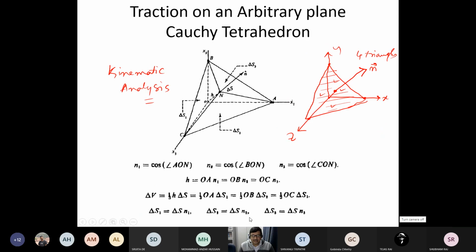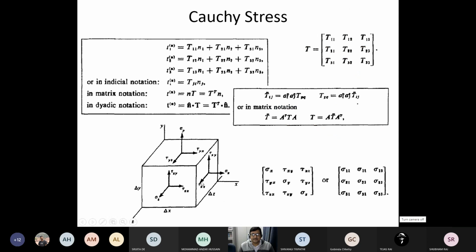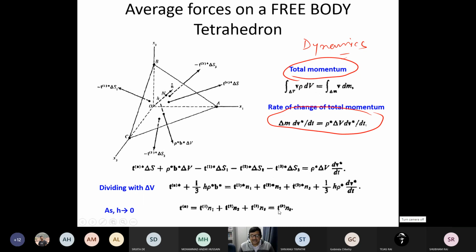Like here, what is delta S? Delta S1, delta S2, and delta S3 are nothing but the components of delta S in three different directions. So similarly here, I get T as a combination of Tn1, Tn2, Tn3, like T_k, n_k, which I summarize as what? So traction is nothing but n dot T. This is nothing but n dot T.